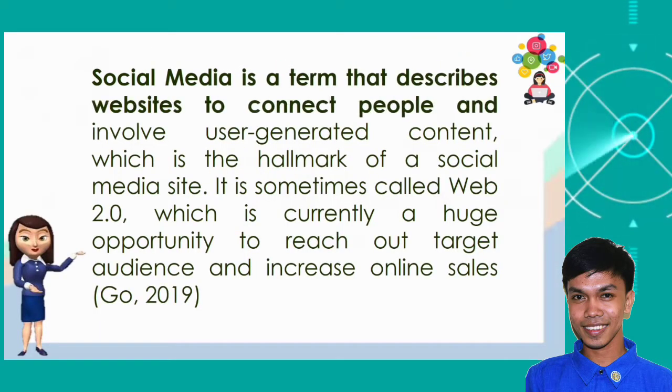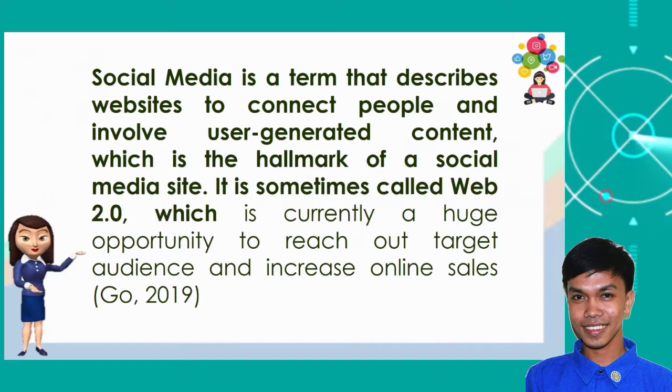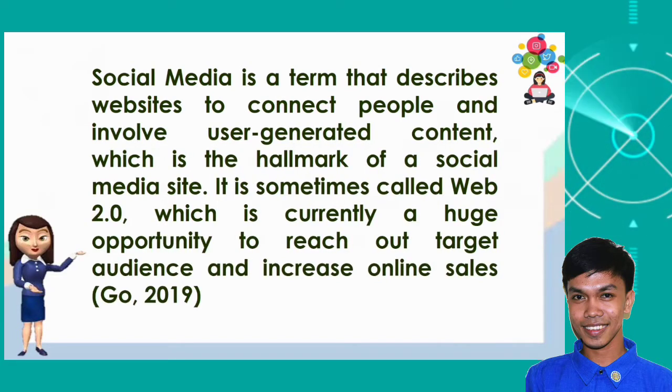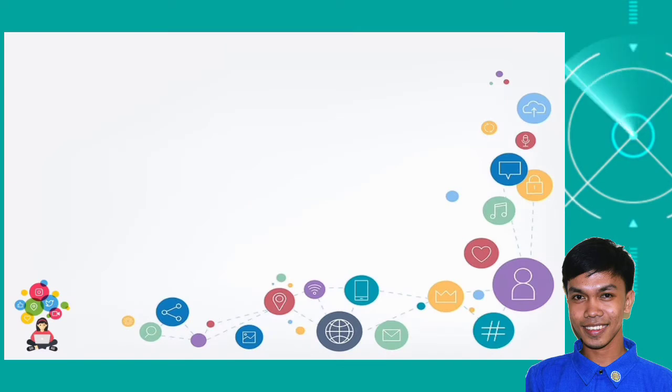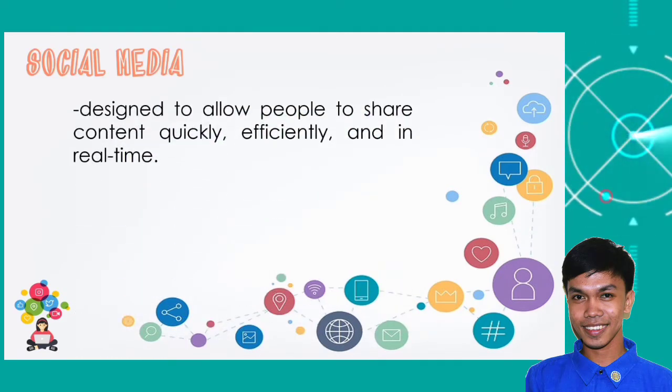So according to Go 2019, social media is a term that describes websites to connect people and involve user-generated content, which is the hallmark of a social media site. It is sometimes called Web 2.0, which is currently a huge opportunity to reach out target audience and increase online sales. Another pervasive definition of social media is that it refers to the websites and applications that are designed to allow people to share content quickly, efficiently, and in real time.